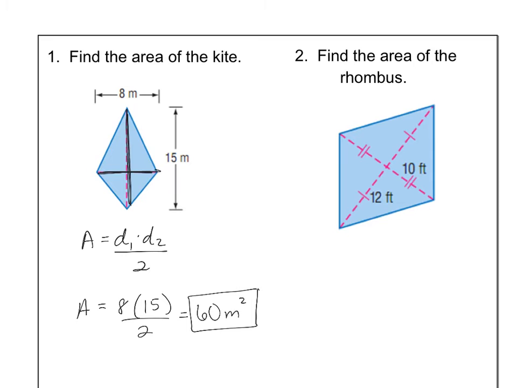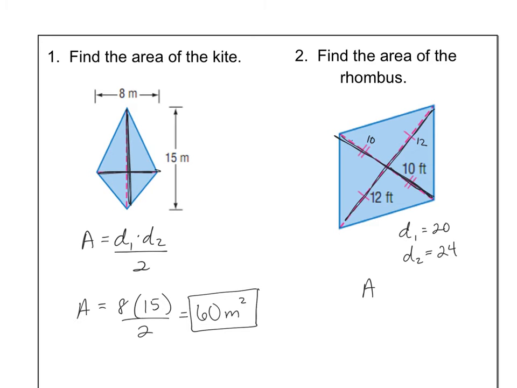Number 2, find the area of the rhombus. Now notice here the 10 only goes halfway across the diagonal. So this is also 10. And then same with the 12. It only goes halfway across, so this is also 12. So we'll say diagonal 1 is 10 plus 10, or 20, and diagonal 2 is 12 plus 12, or 24. So remember, to go all the way across is the diagonal, and all the way across here.